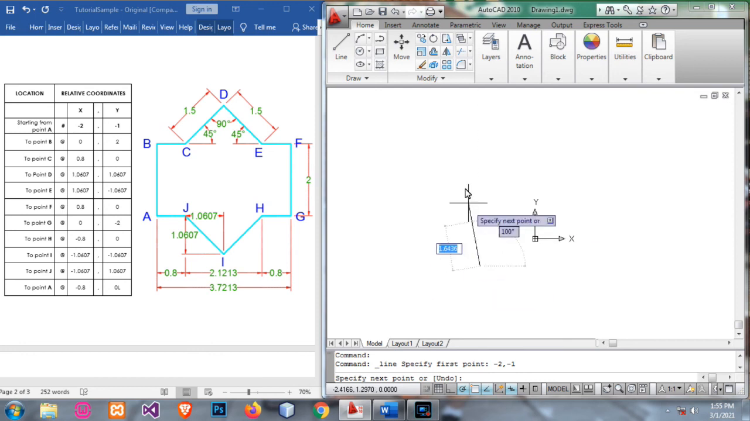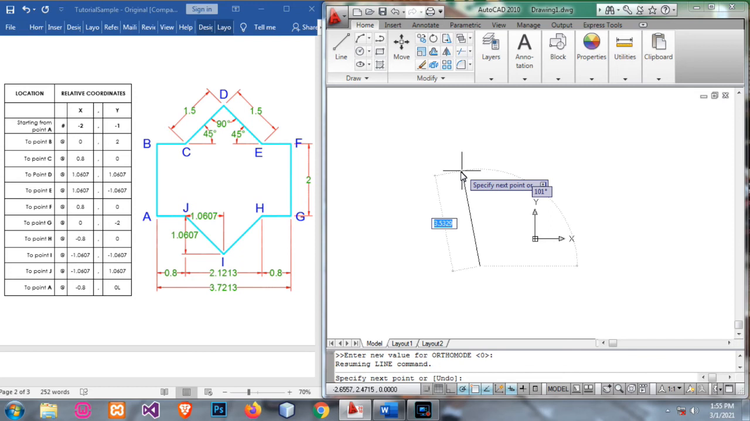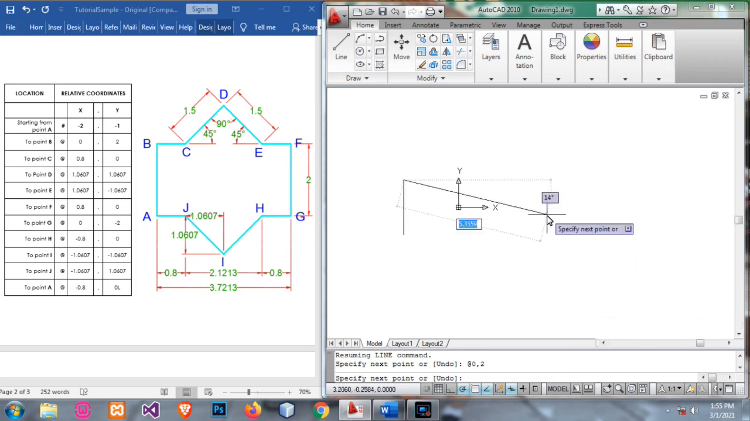We will now move to point B using the relative coordinates, which is 0, 2. Here in relative coordinates, the prefix that we need to use is the at symbol. Unlike absolute, where we use the hashtag symbol, here in relative we use the at symbol. Then we can input our X and Y values separated by comma: 0, comma, 2. Then press enter. We have now a segment from A to B.